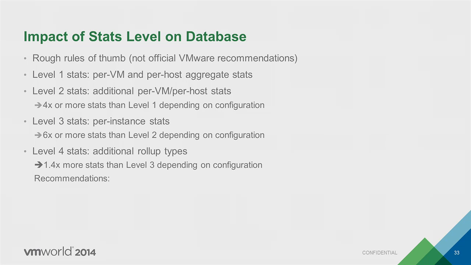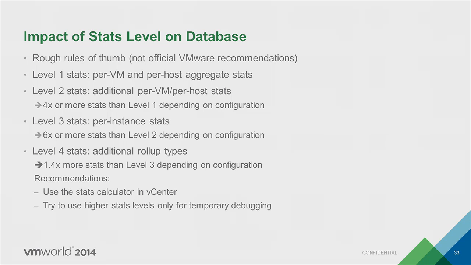Level 4 is a little bit more, it adds a few rollup types. It's not generally as big a leap as going from level 2 to level 3. So what I'm recommending is that in our UI, we have a stats calculator. When you say what stats level you're at, it'll tell you how big your database might get. It's a guess. There's a lot of guesswork there, but it's at least a guideline.